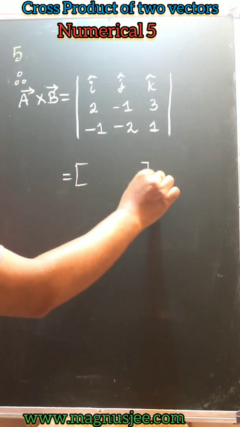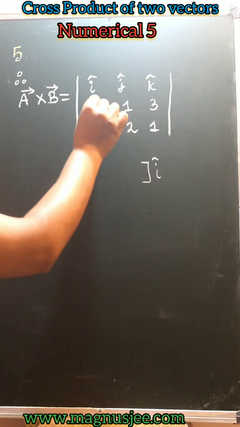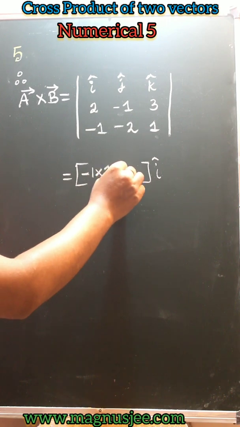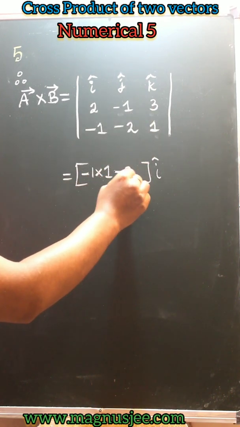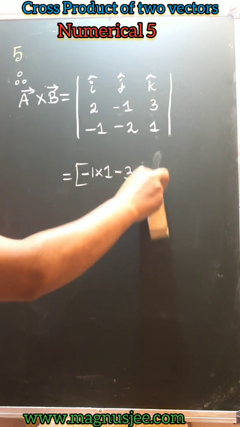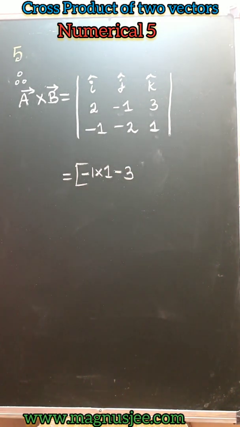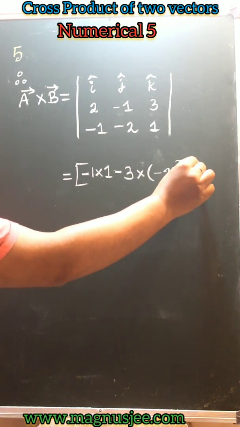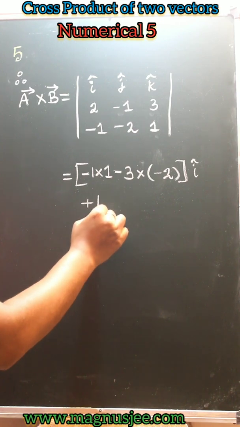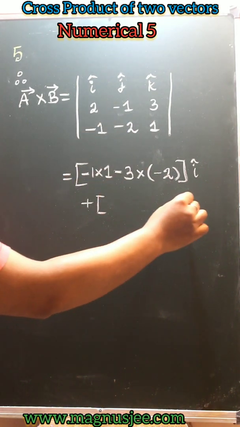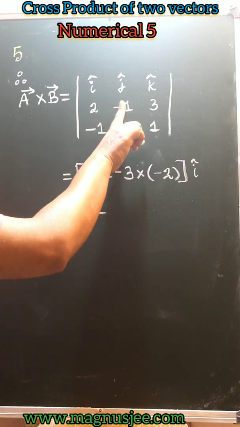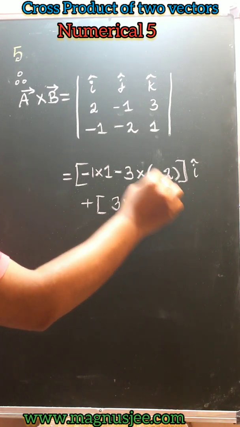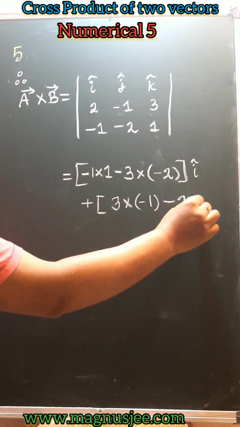So we can give 3 brackets with i cap, j cap and k cap. Now for i cap, -1 into 1 minus 3 into -2, that is 3 into -2, i cap. Plus for j cap, block the column of j cap, and the immediate right hand side rectangular components are 3, 3 into -1 minus 2 into 1, j cap.